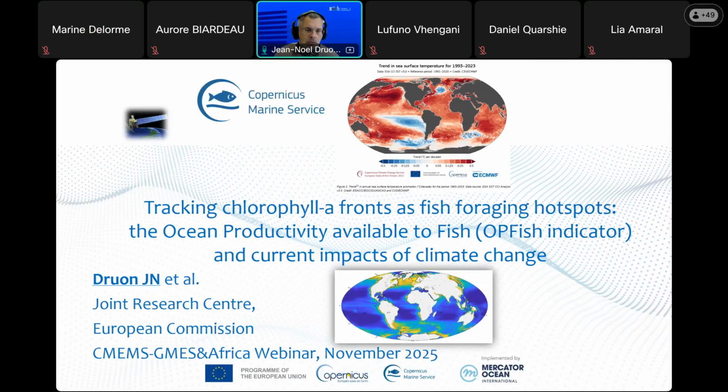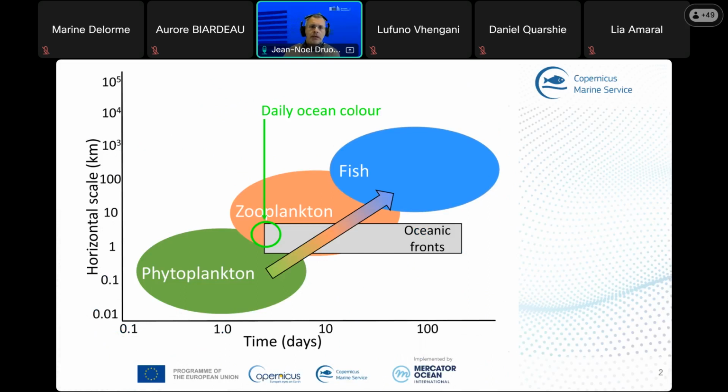So my name is Jean-Noël Druon. I work for the Joint Research Center of the European Commission, which is the scientific arm of the European Commission. I'd like to present to you today a very simple product and indicator for whoever is interested in fisheries and is currently using chlorophyll-a. This should be of most interest also to see the trends over the last 2 decades in relation to climate change and fish production around Africa.